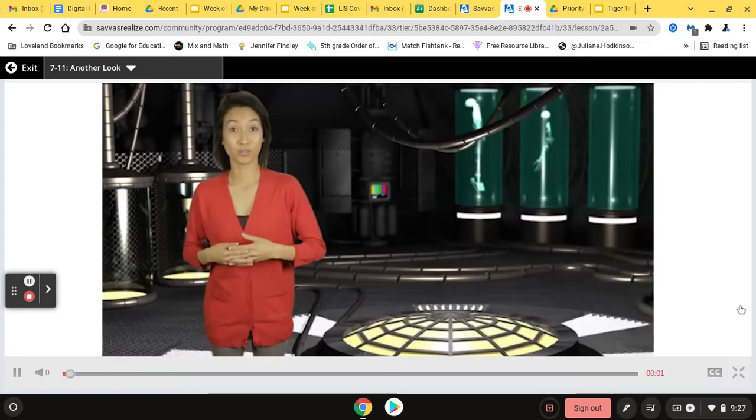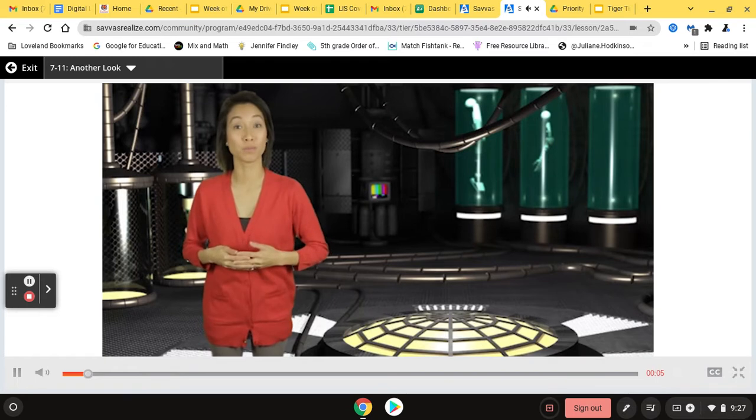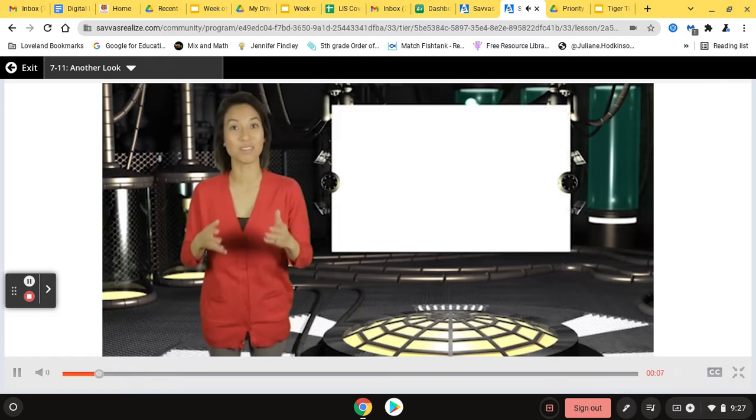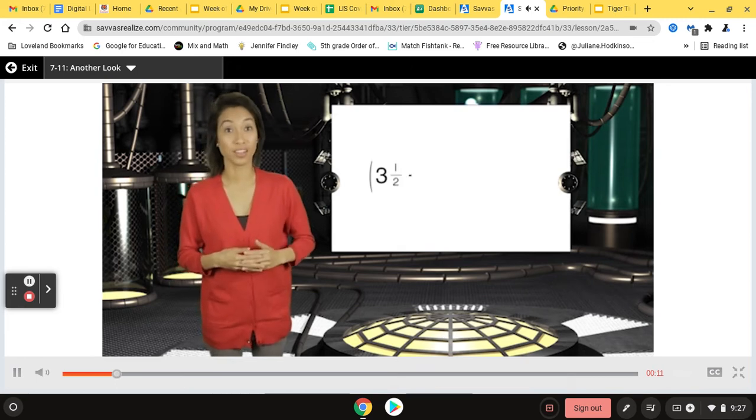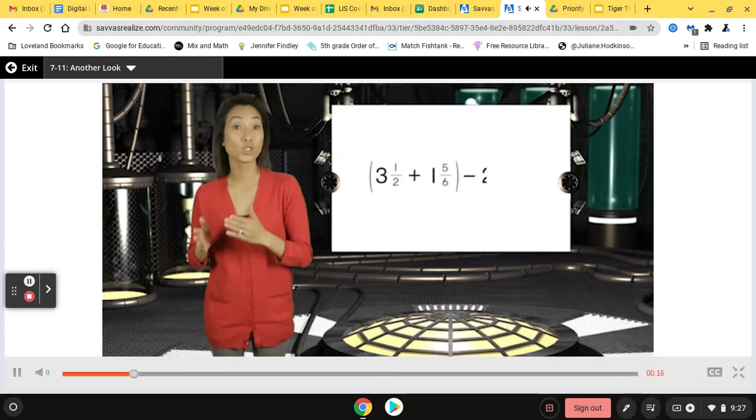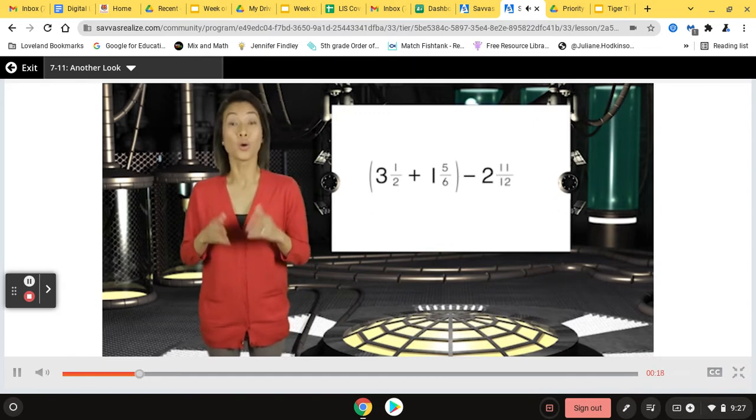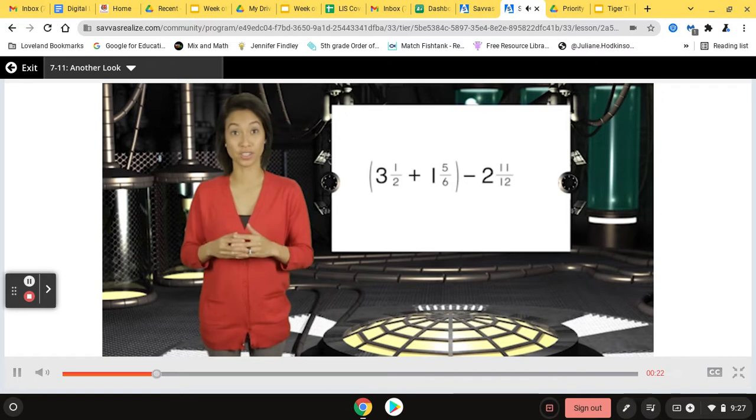You've added and subtracted fractions and mixed numbers. So now, let's look at an expression that has both addition and subtraction in the same expression. Open parentheses, 3.5 plus 1 and 5/6, close parentheses, minus 2 and 11/12. Remember, always perform the operation within the parentheses first.